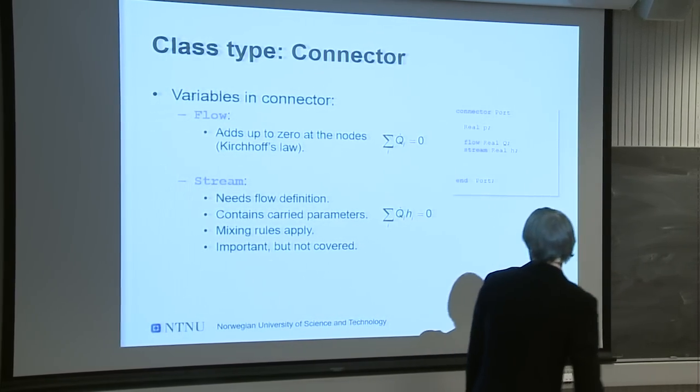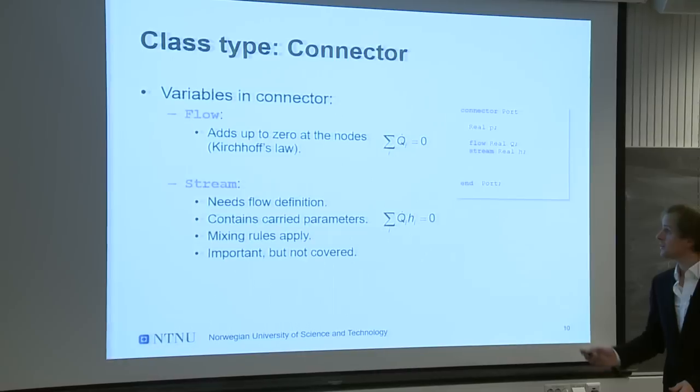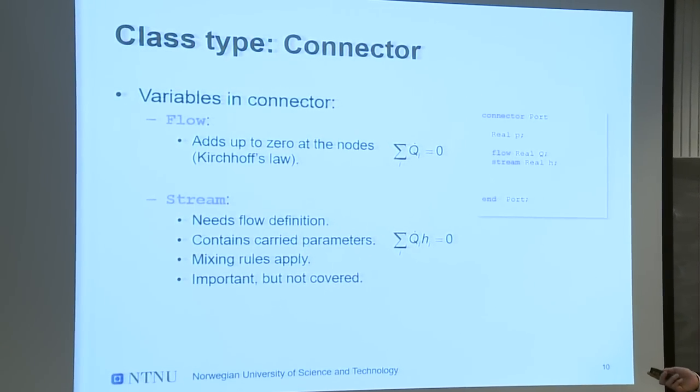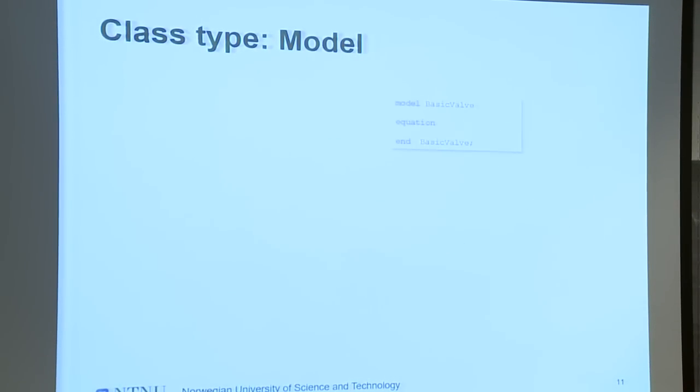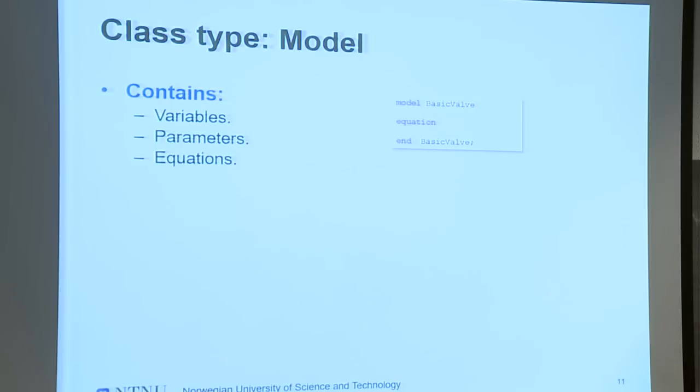But of course, we do not want to just go for a connector. We also want to have models, because the connector itself does not have any equation. It's just something where we connect the models with each other. And for that, we have the class type model. You can see here in model, you have equation. Equation means that you can actually write something which makes sense. And the model has a variables and parameter section and the equation section.